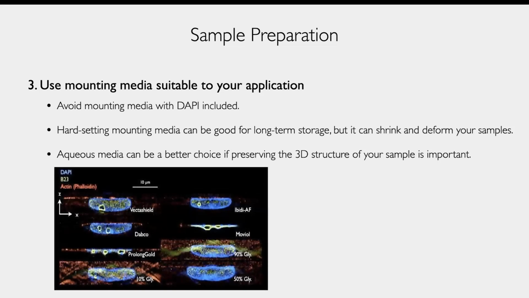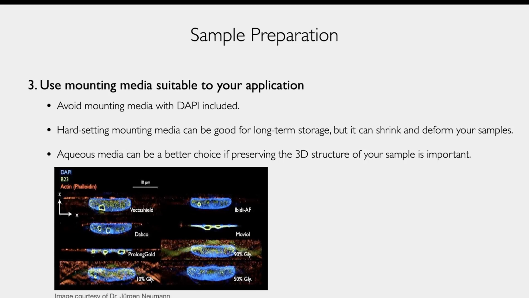This is a slide from a while ago. I'm not trying to push people in the direction of using Vector Shield. In fact, Vector Shield is known to quench things like Alexa 488 and Alexa 647. So if you're using Vector Shield and you're having unsatisfactory results, that's a good reason to switch. But I'm just showing you that different mounting media can have different effects on the tissue. A hard setting mounting media can really start to shrink down the tissue or the cells. So if you're trying to measure the three-dimensional volume of cells, maybe you don't want to use a hard setting mounting media, because that's really going to shrink down the z-axis of the tissue.